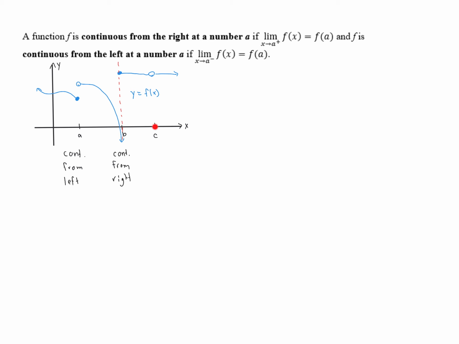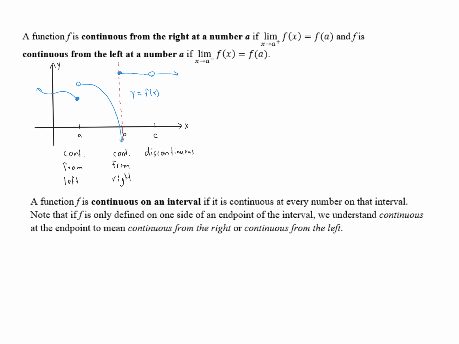And then if we look at what's happening at c, it is neither continuous from the left nor continuous from the right because the limit doesn't exist here. That is just fully discontinuous. So we can say this is discontinuous just in general. It's neither continuous from the right nor continuous from the left. So that is the concept of one-sided continuity. We've got one more thing to look at.